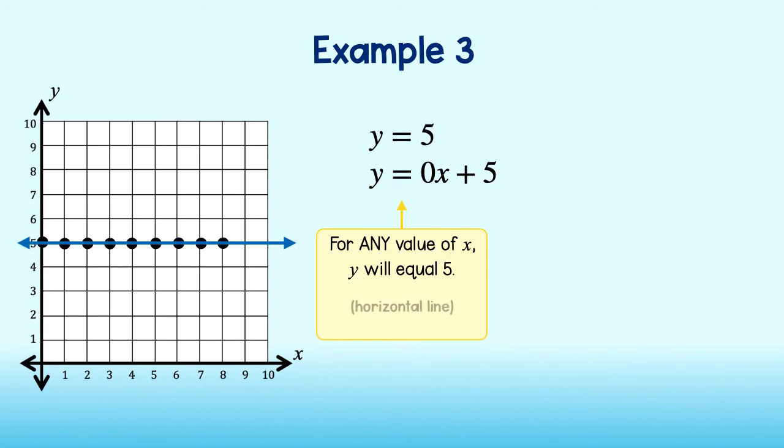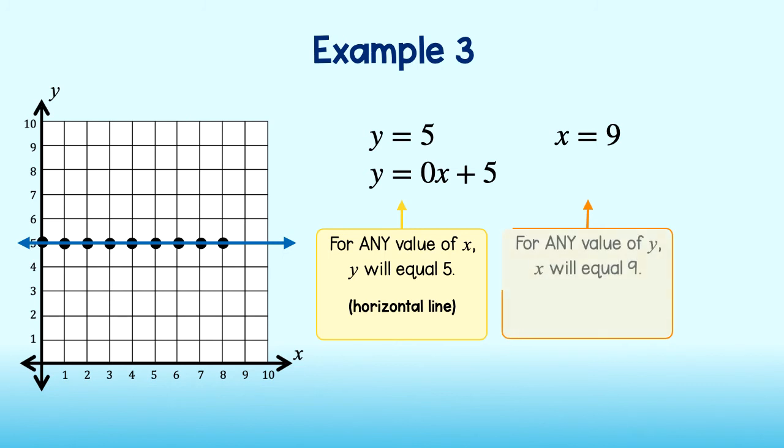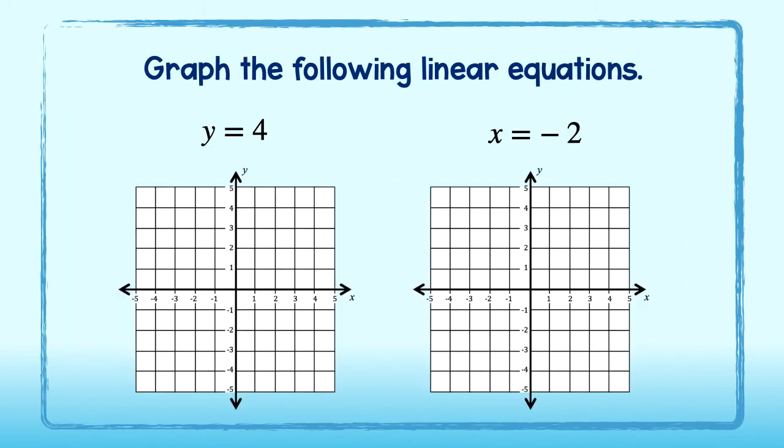Along the same sort of thinking, when we have x equal to a number, say 9, then for any value of y, x will be equal to 9. In this instance, we see that a vertical line will appear. Now you try it. See if you can graph the equations y = 4 and x = -2.